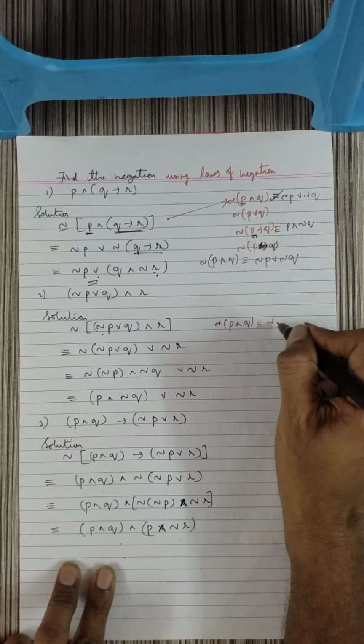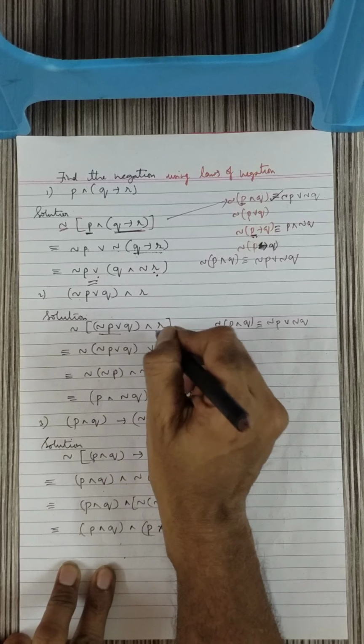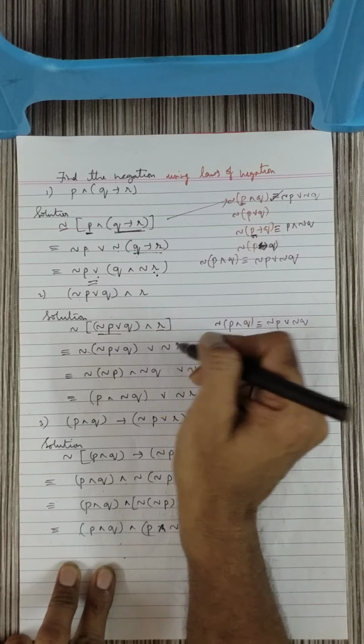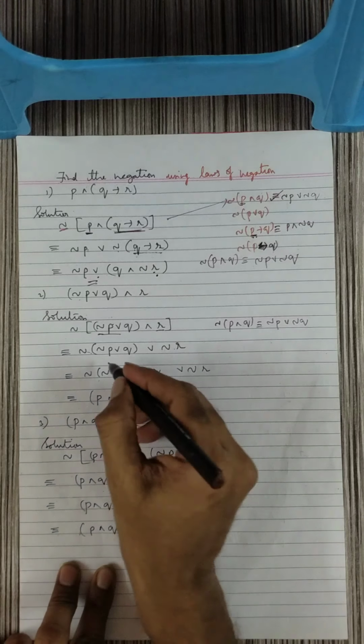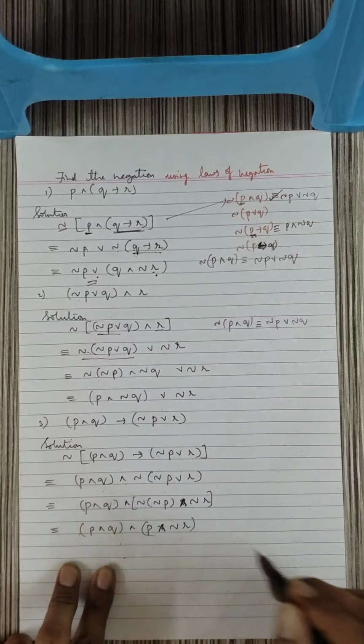So it will be negation of the first part or negation of the second part. Here the first part is this, the second part is this. So negation of the first part as it is and negation of the second part. Now once this step is done, there is a negation outside this.